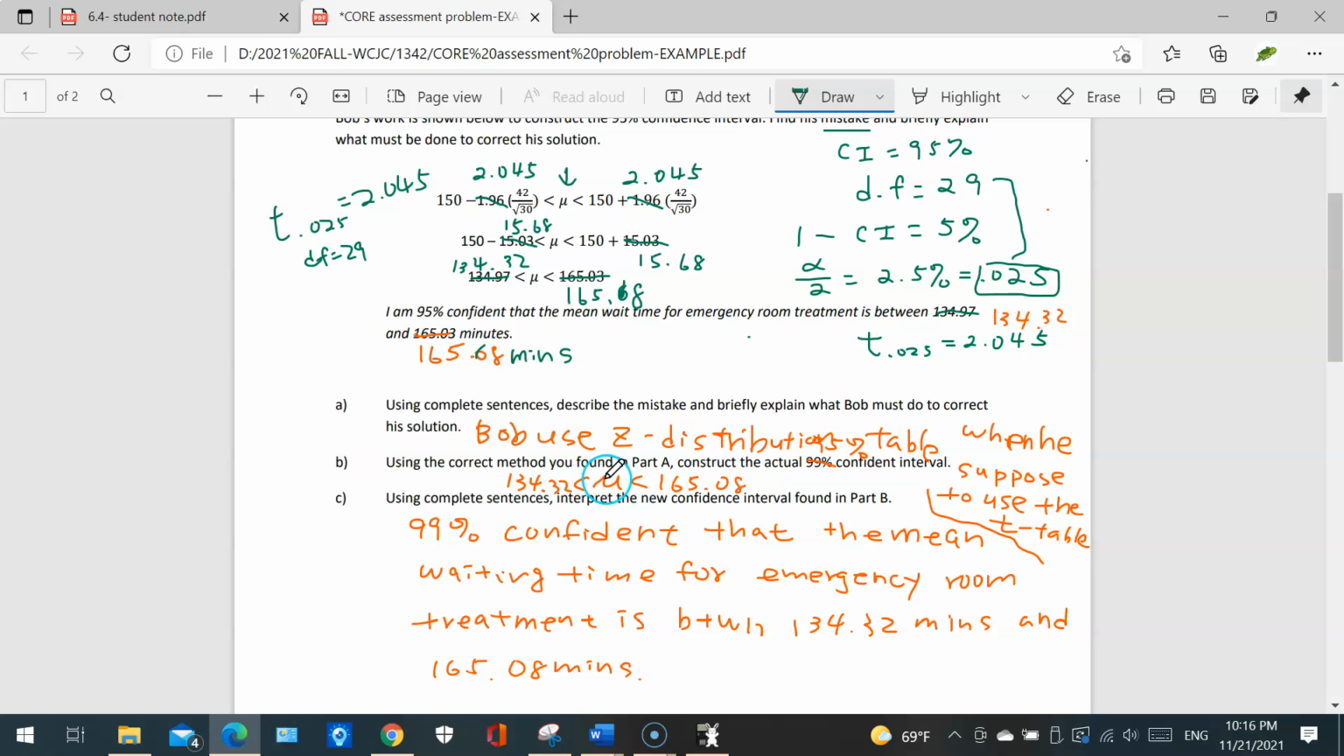Part B: using the correct method you found in part A, construct the actual 95% confidence interval. So the population mean estimate time with a 95% confidence interval is between 134.32 minutes and 165.68 minutes.